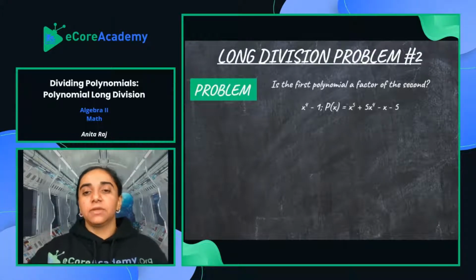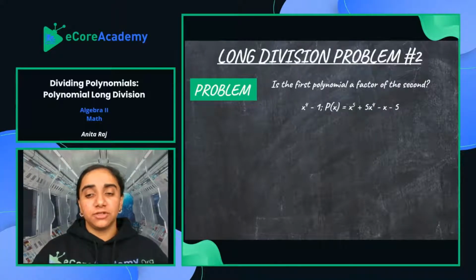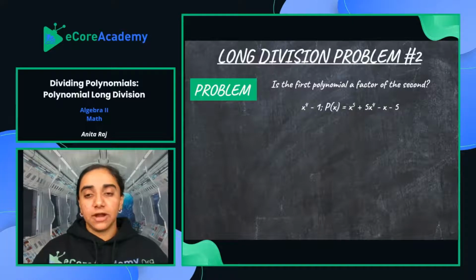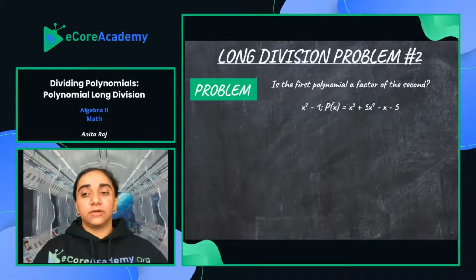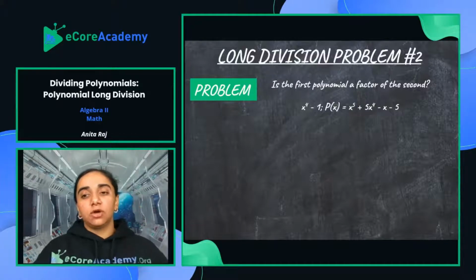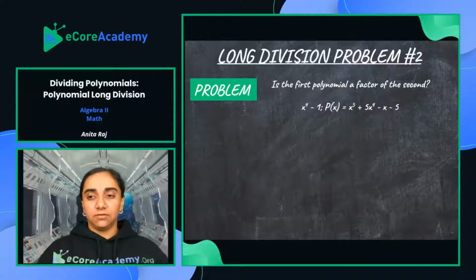So here's the problem. The question's asking us, is the first polynomial a factor of the second? The first polynomial, which is going to be your divisor, is x to the 4th minus 1. And then the second polynomial, which is going to be your dividend, is p of x equal to x to the 5th plus 5x to the 4th minus x minus 5. So they're asking, is the first polynomial a factor of the second? So they're pretty much asking, is the divisor going to evenly go into the dividend without having any remainder? That means that it's going to be a perfect factor of the dividend.